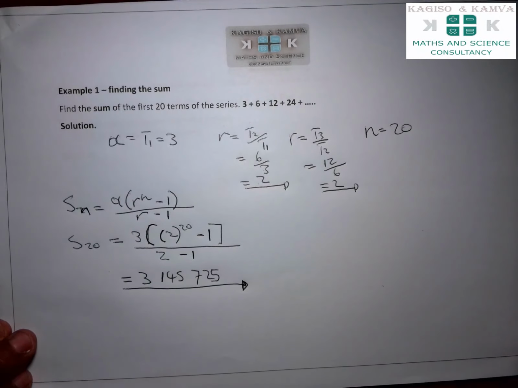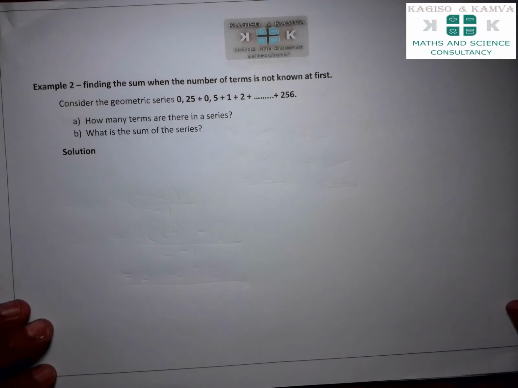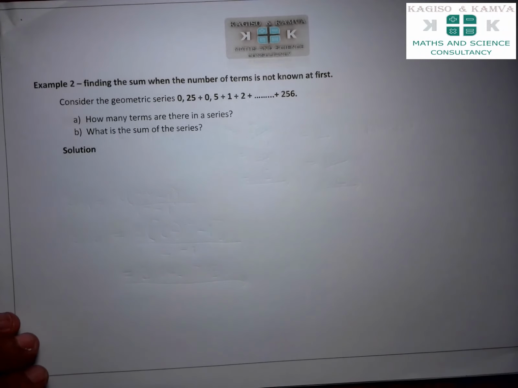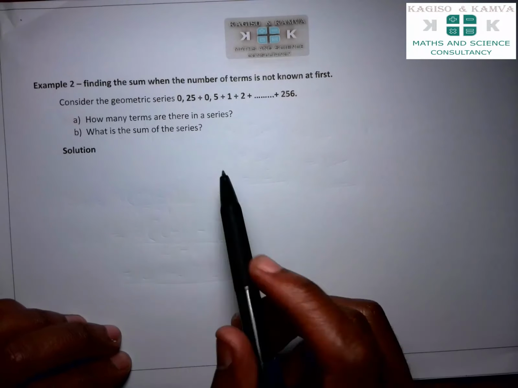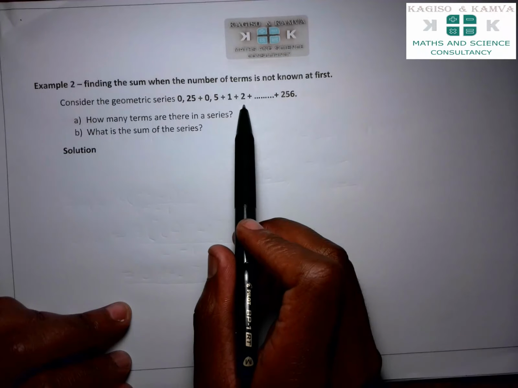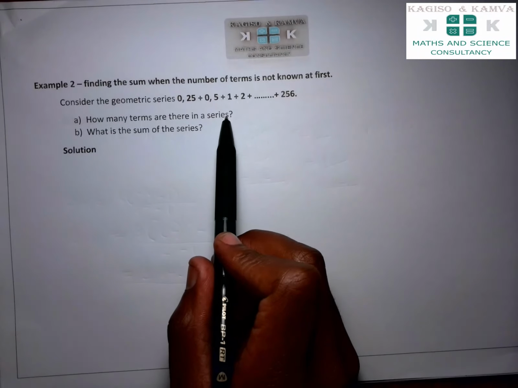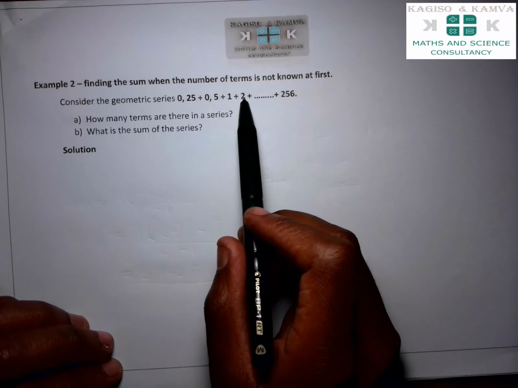Now let us do example 2, finding the number of terms when it's not known. Consider the geometric series here. The first question: how many terms are there in the series? We do not know how many terms there are.